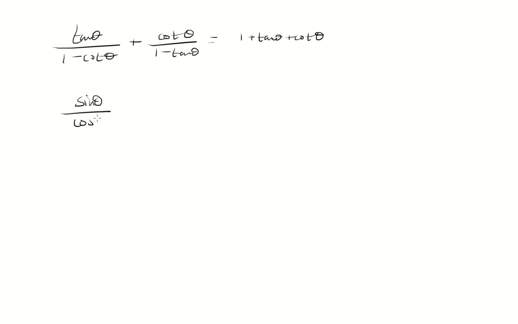Prove that tangent theta over 1 minus cotangent theta plus cotangent theta over 1 minus tangent theta is equal to 1 plus tangent theta plus cotangent theta. So for this, let's change tangent and cotangent in terms of sines and cosines.